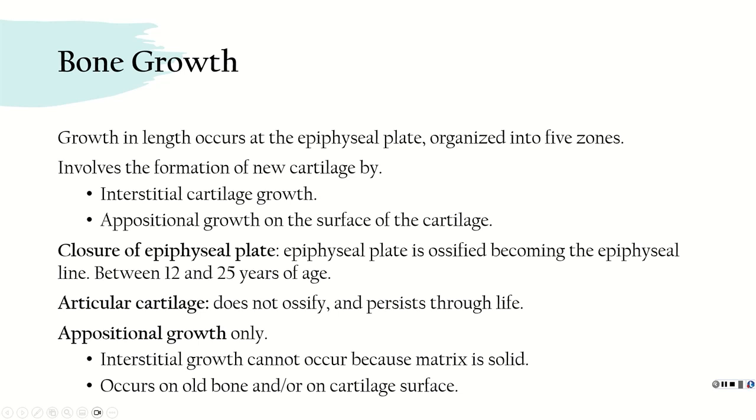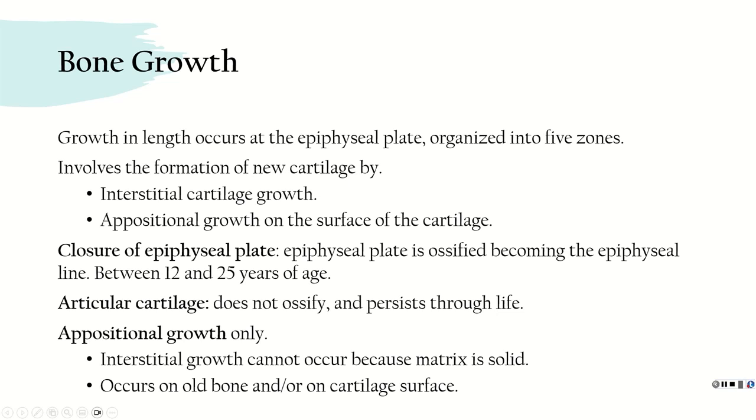Really, this stops all growth, and when that line is formed, depending upon the bone, it happens between 12 and 25 years of age. So most of you are probably still growing in some of your bones to some degree or fashion. When we have just articular cartilage there, that does not ossify and that persists through life. That's where your joints are. You don't want this to ossify.